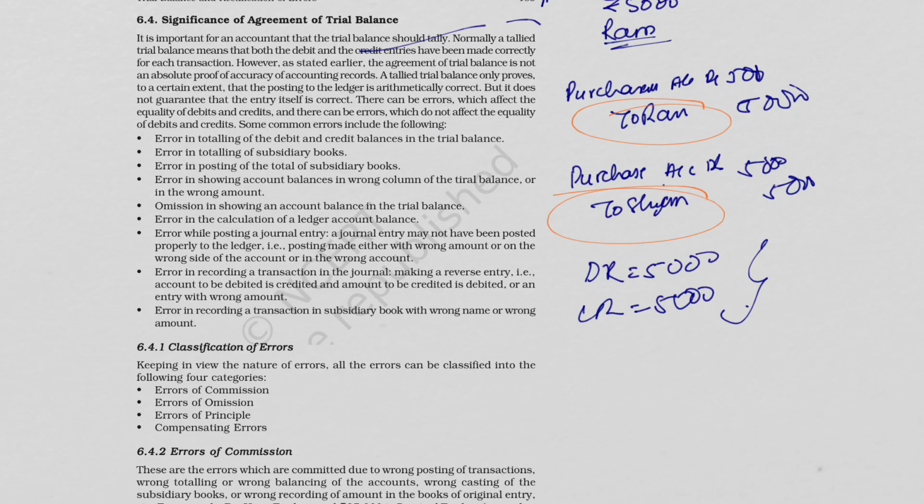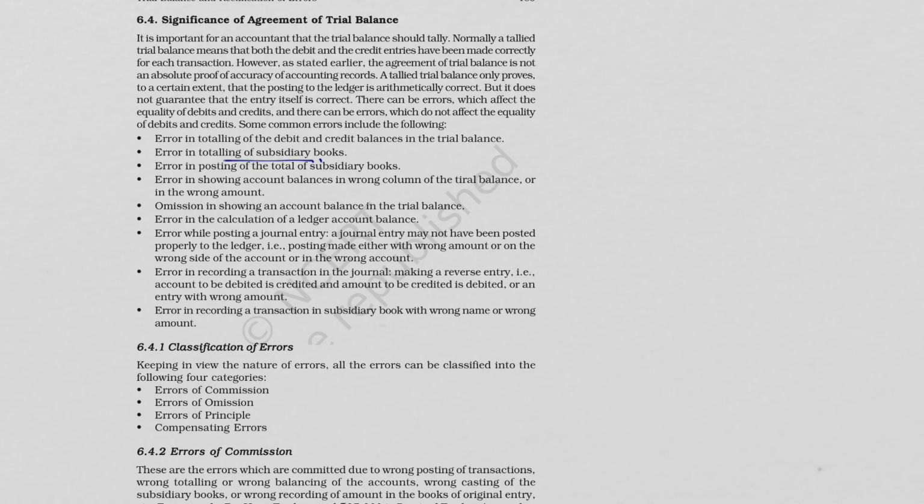Now let us see some of the common errors that affect the trial balance. So we have many errors listed here. Let's start. These errors may arise during the different stages of the accounting process. First of all, we have error in totaling the debit and credit balance in the trial balance. The accountant may incorrectly add the debit column or the credit column, which results in a mismatch. Then we have error in totaling of the subsidiary books.